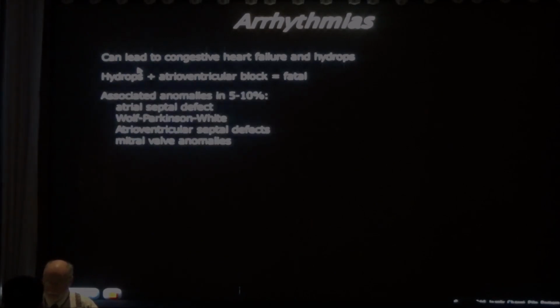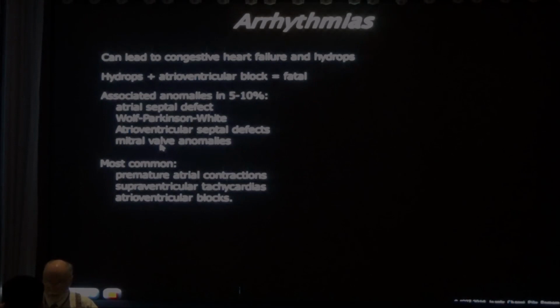to recognize these. Some of these babies have associated anatomical anomalies, particularly atrial septal defect, atrioventricular defect, Wolff-Parkinson-White, and mitral valve anomaly. So these babies have to be identified also. And then I hate to tell you that the most common are premature atrial contraction, supraventricular tachycardia, and atrioventricular block. But I want you to forget that because I want you to make the distinction between all the arrhythmias, not just spit out a number.